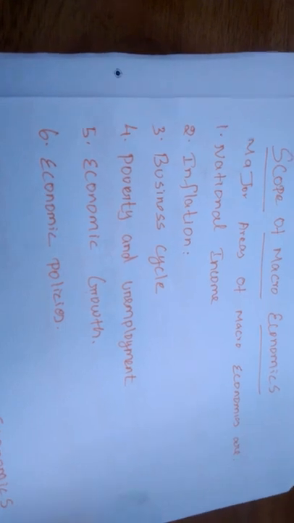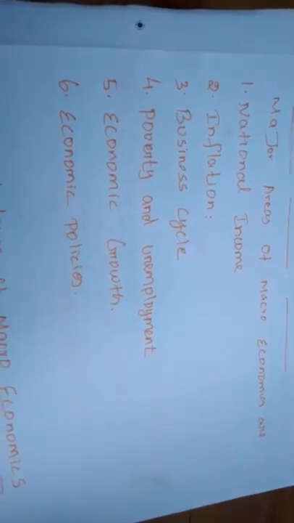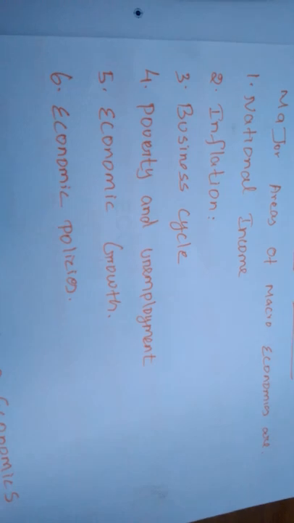The third major area of macroeconomics is the business cycle. Almost all economies face the problem of business fluctuations or business cycles, whether developed, underdeveloped or developing economies, or mixed, capitalist or globalist economies. In this business cycle, five phases are there: depression, recovery, prosperity, boom, and recession.